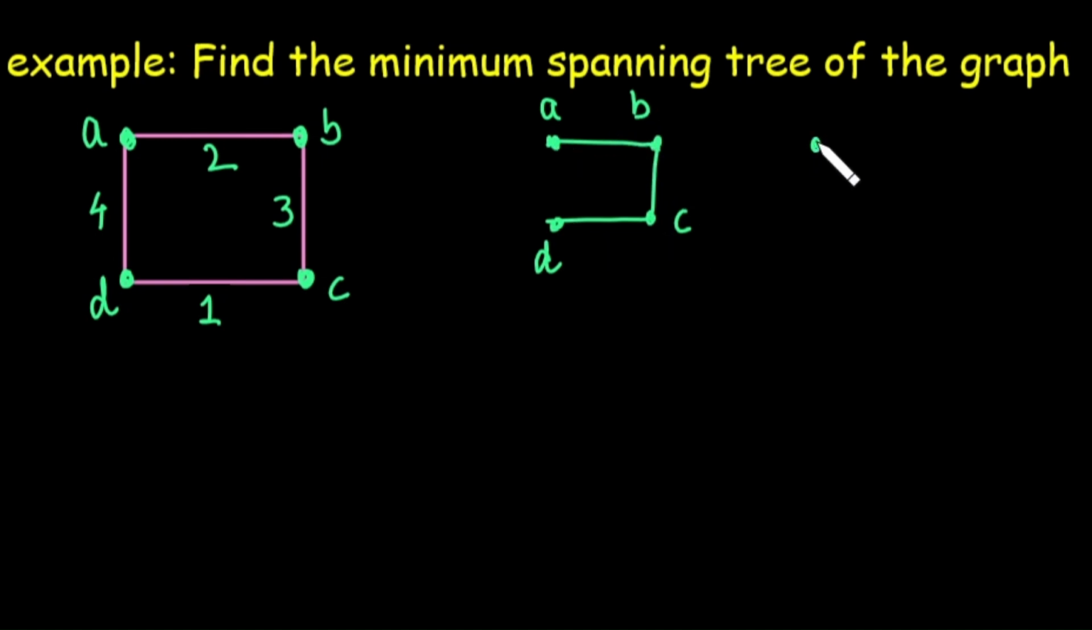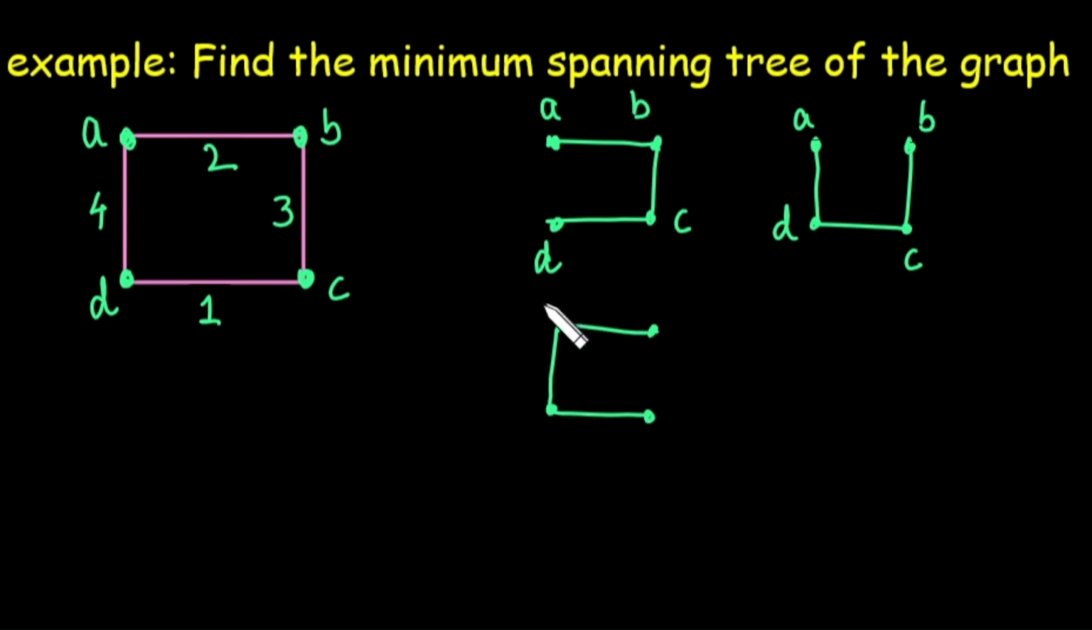Another possible tree is we can take an edge A to D, D to C, C to B. Another possible case is we can take the A to B edge, A to D edge and D to C edge. Another spanning tree we can take from here is the D to A edge, then A to B and B to C. What are the weights over these edges?